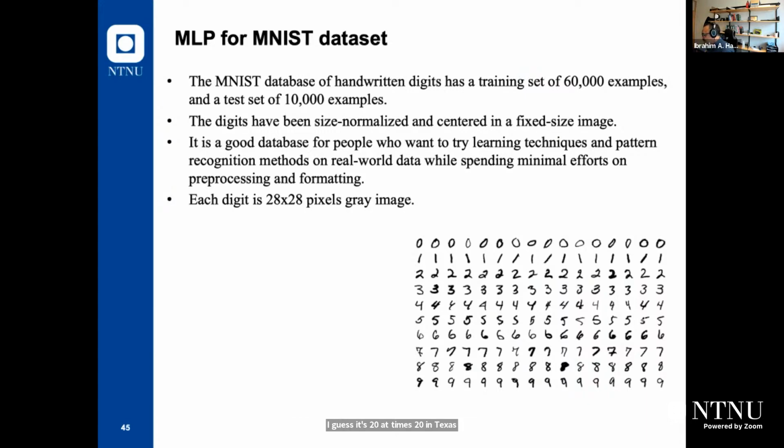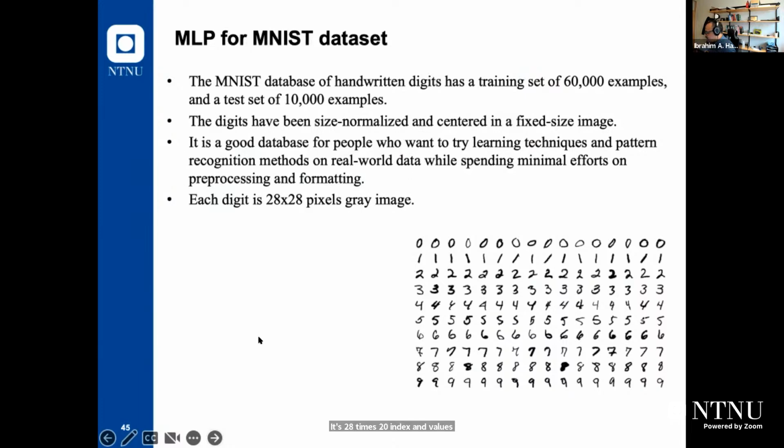It's a good database for people who want to try learning techniques and pattern recognition methods on real-world data while spending minimal effort on pre-processing and formatting. If you want to collect this data by yourself, it will take a huge amount of time. So we are lucky that we have access to such datasets for testing our algorithms. It's all digits from 0 to 9, written by many people. You can get more explanations about it. Each digit is a 28 times 28 pixel gray image.